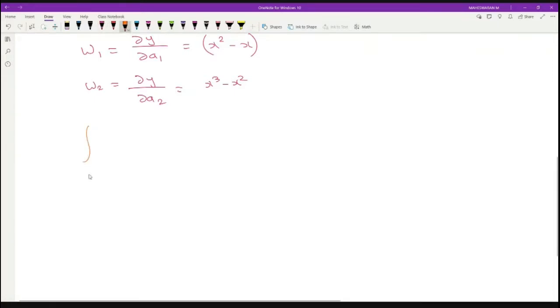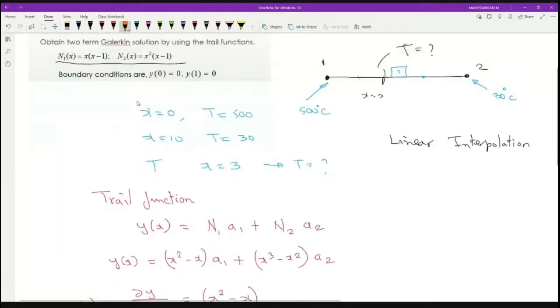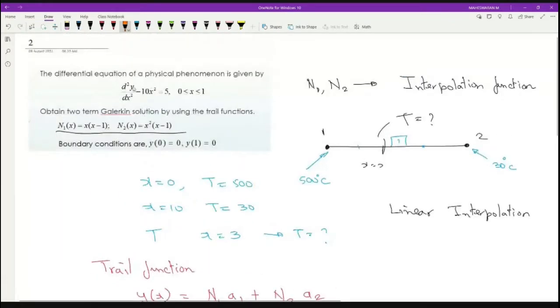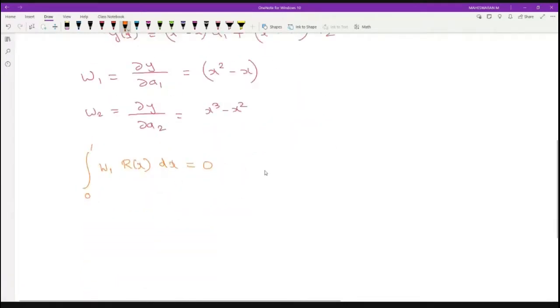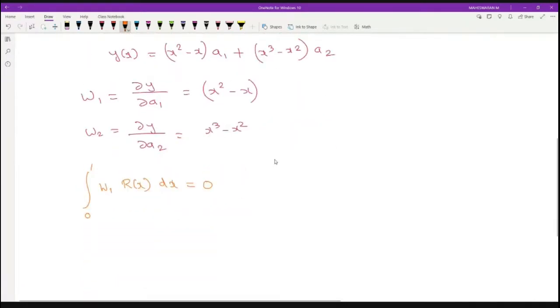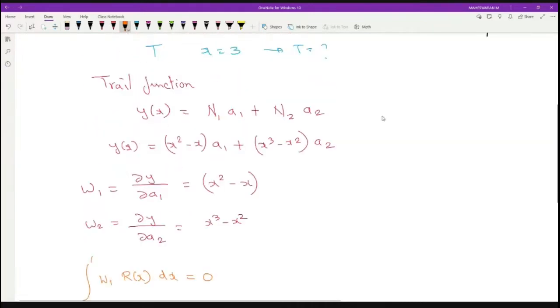Integral 0 to 1 W1 R of x dx is equal to 0. W1 we identified, but R of x we have not identified till now. So I have to identify R of x using this equation. My equation is d square y by dx square, which means I have to differentiate this trial function twice.